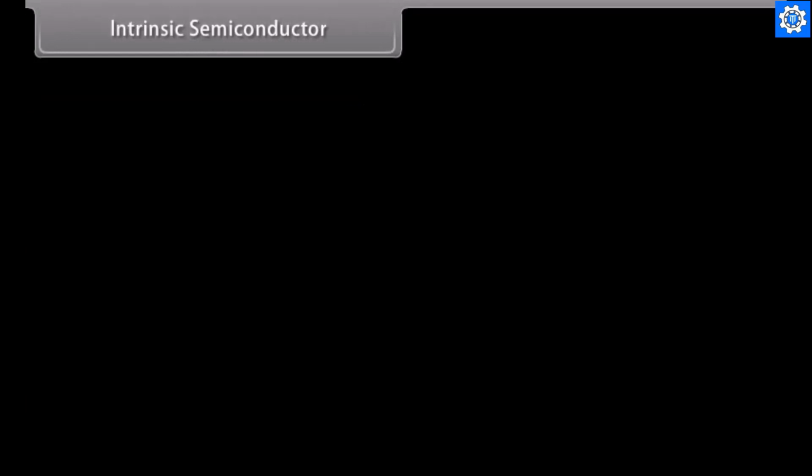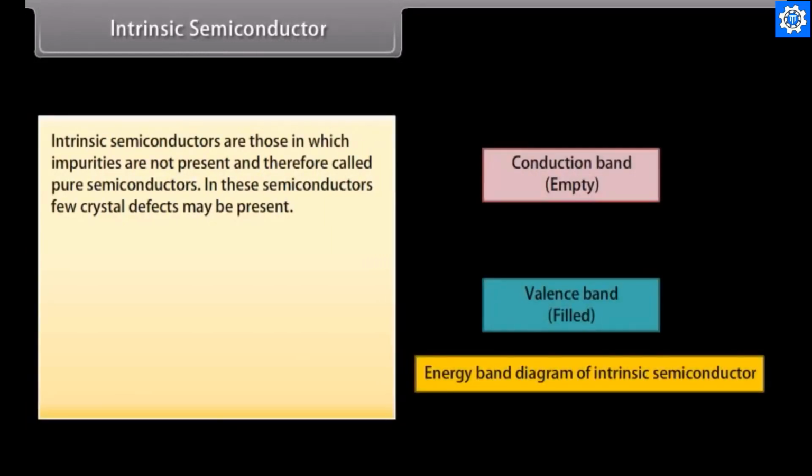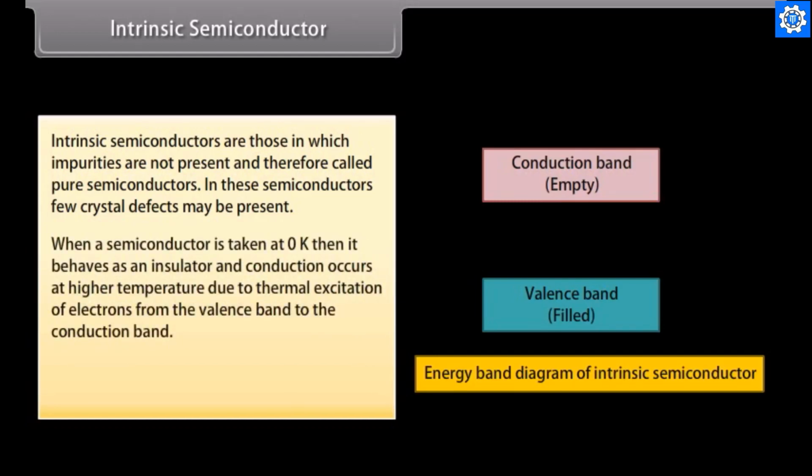Intrinsic semiconductor. Intrinsic semiconductors are those in which impurities are not present and therefore called pure semiconductors. In these semiconductors, few crystal defects may be present. When a semiconductor is taken at 0 Kelvin, then it behaves as an insulator and conduction occurs at higher temperature due to thermal excitation of electrons from the valence band to the conduction band. For example, germanium and silicon.